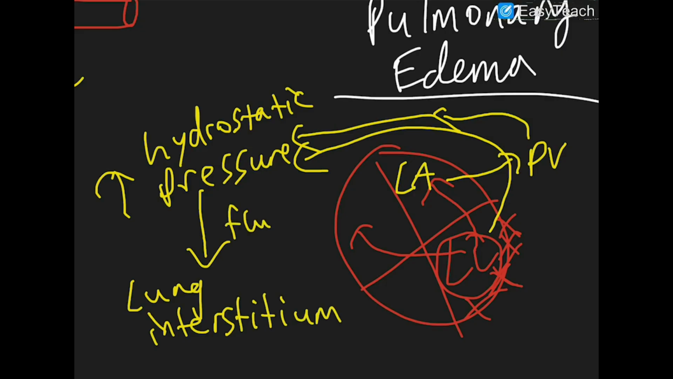So that should make sense, right? Fluid will leak out into your lung interstitium. Let's make that a little neater. So how will nitrates help then? We already know that nitrates dilate veins. So it's going to dilate your veins, right?